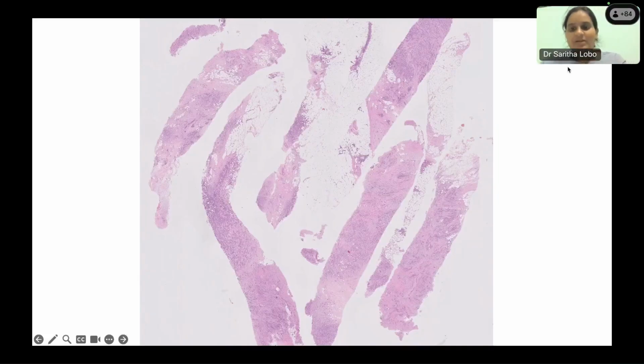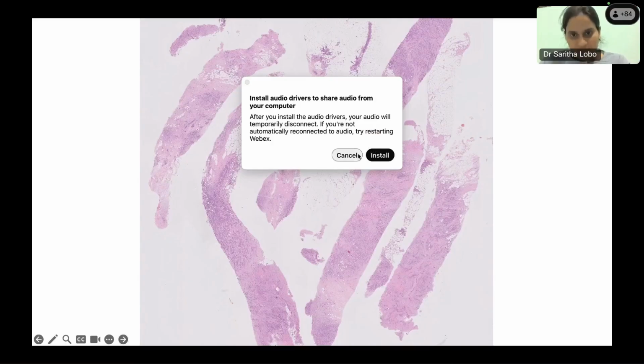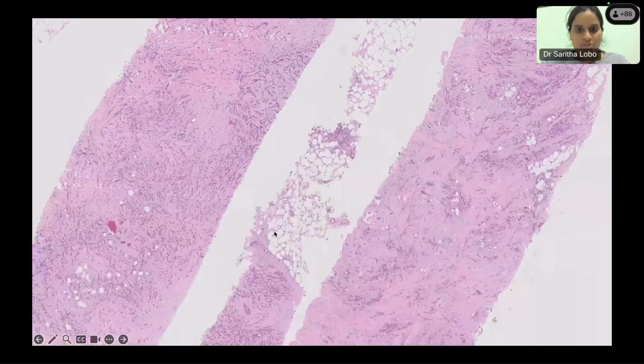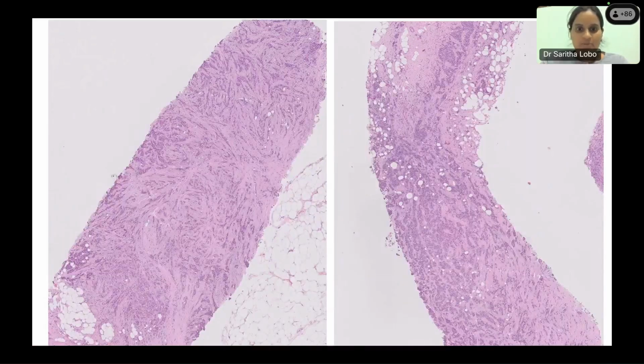Ma'am, here in the low power field, we can see 7 cores of fragmented biopsy tissue. On a higher power, it is showing fibroadipose tissue and some of the cells arranged in cords and single cells, which is admixed with adipose tissue.